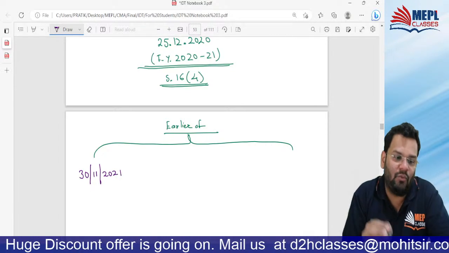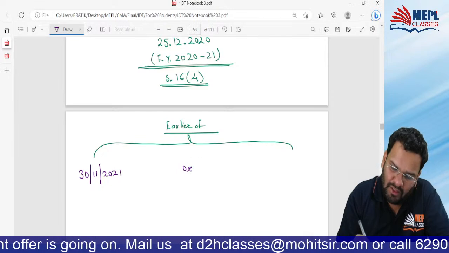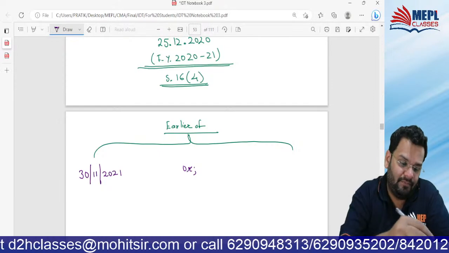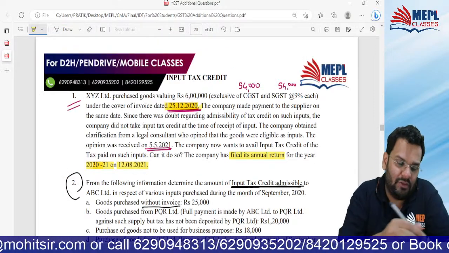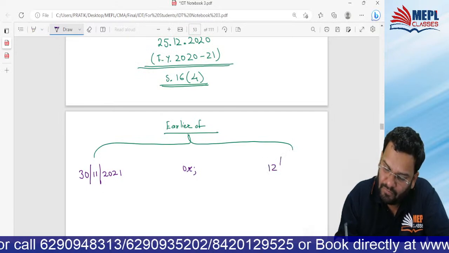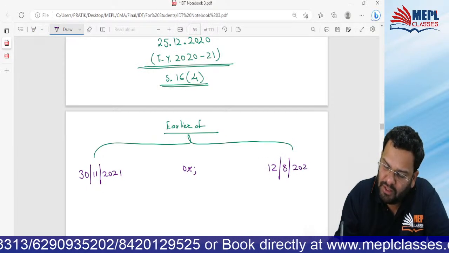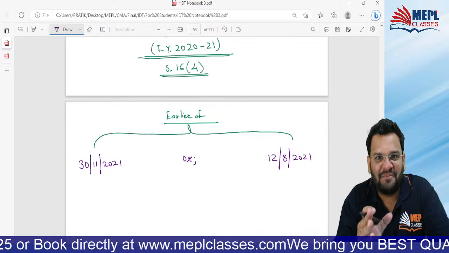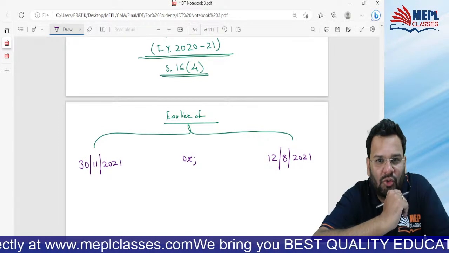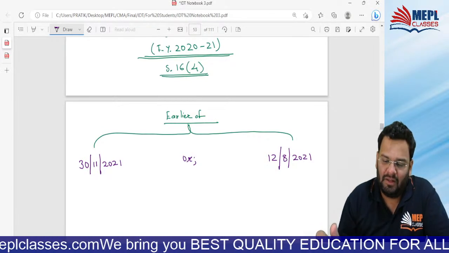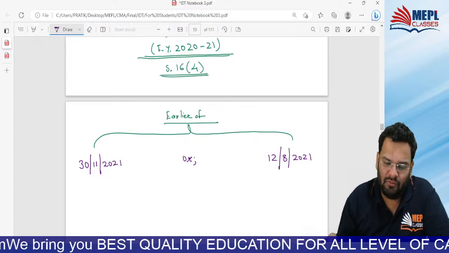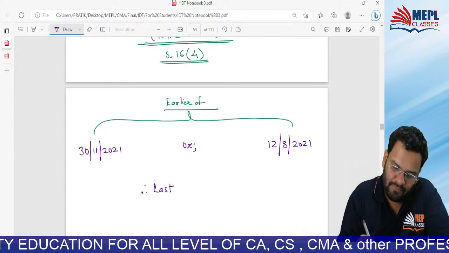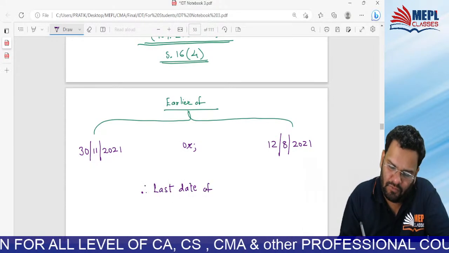30th November 21. So you will compare that with actual date of filing annual return. Your actual date of filing annual return is 12th August 2021. Now guys, tell me till what date it was possible for you to take the credit? Tell me this. Last date of claiming ITC.